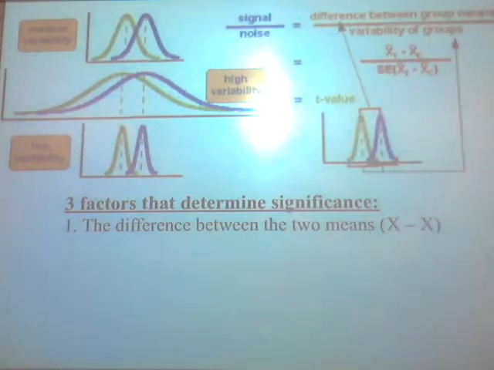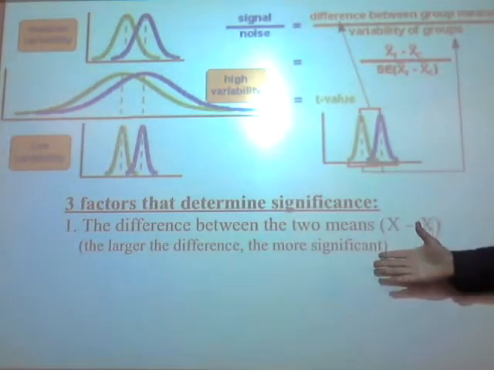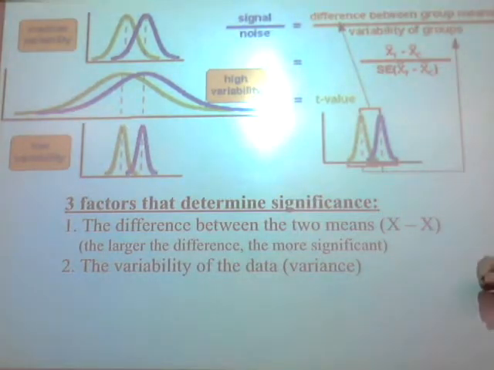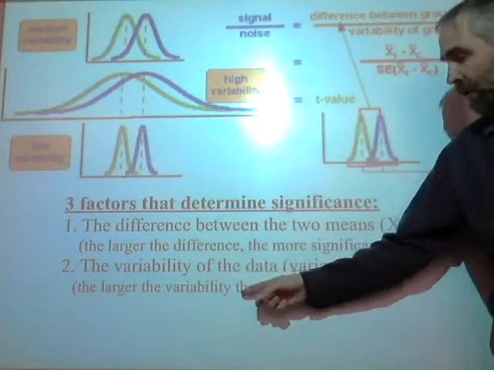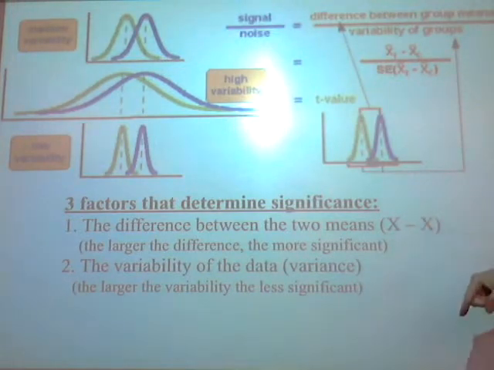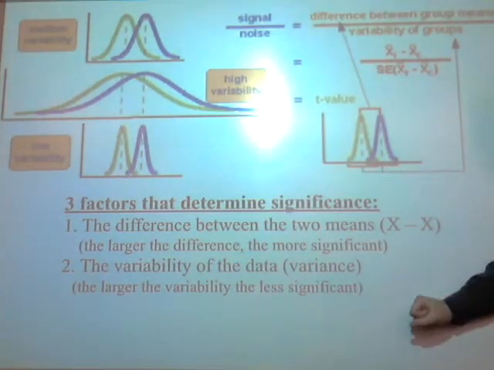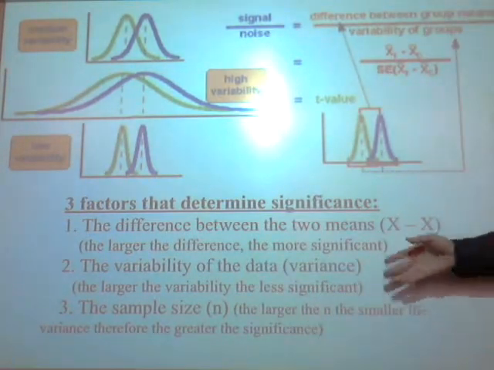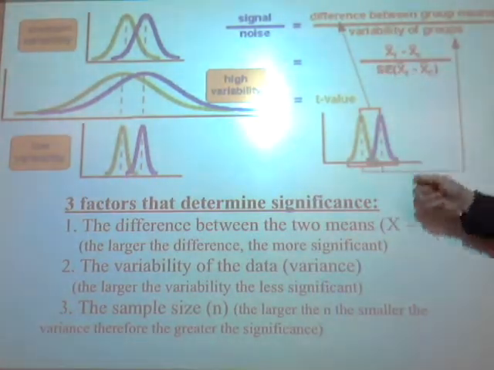Like, for example, the difference between the means, like I just told you. The larger the difference, the more significance. The variability of the data. Now, here is the exact opposite: the larger the variability, the less significance it's going to have. And finally, the sample size. The reason I say that one in there, even though you don't see it right there in the equation, is that it does show up.